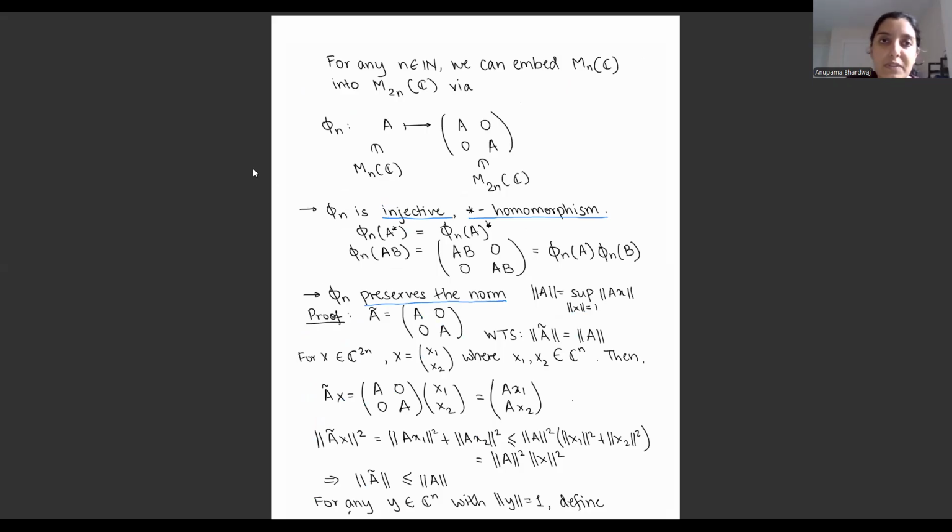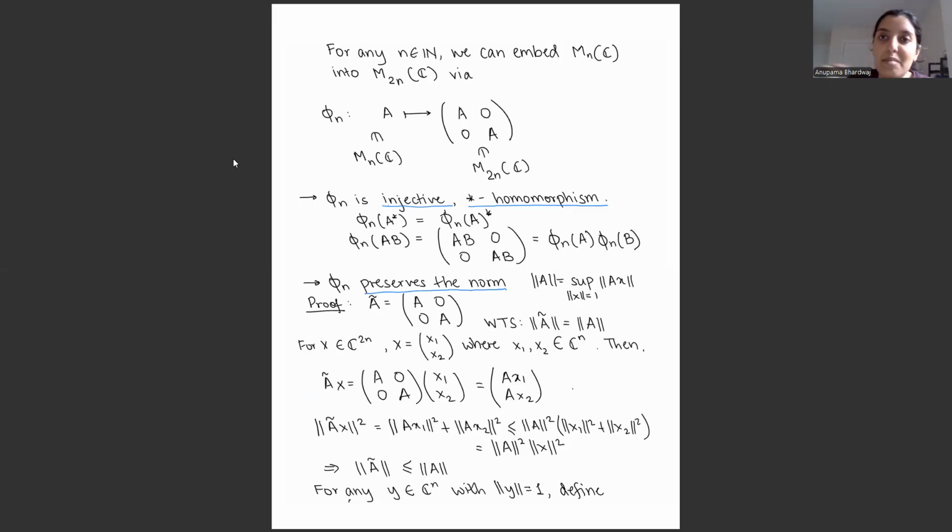Okay, so for any natural number n, let's embed the matrix algebra M_n(C) into M_2n(C) via this embedding, which I'll call phi_n. And how do I do this embedding? I embed a matrix A into a matrix double its size by the embedding A maps to the block matrix with A, 0, 0, A. And as we can see, phi_n is injective, because if the image is the zero matrix, then the thing that is mapped to it also has to be the zero matrix.